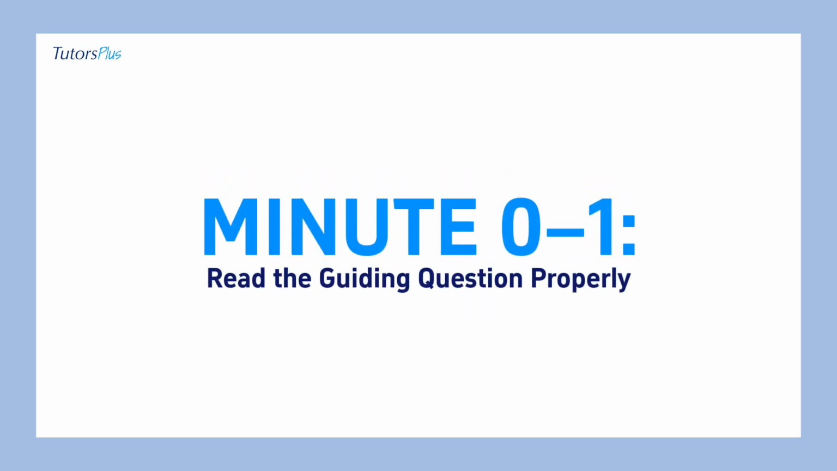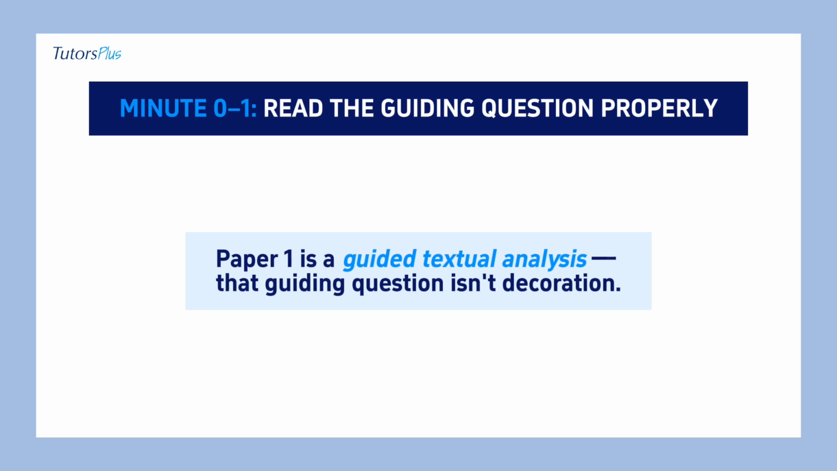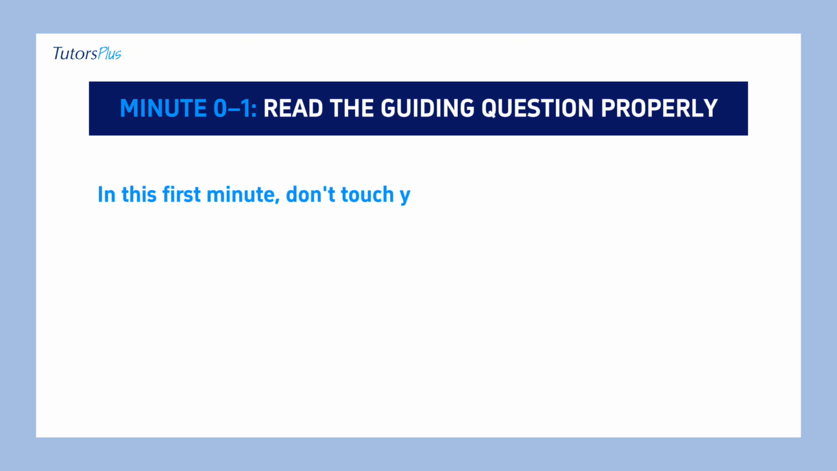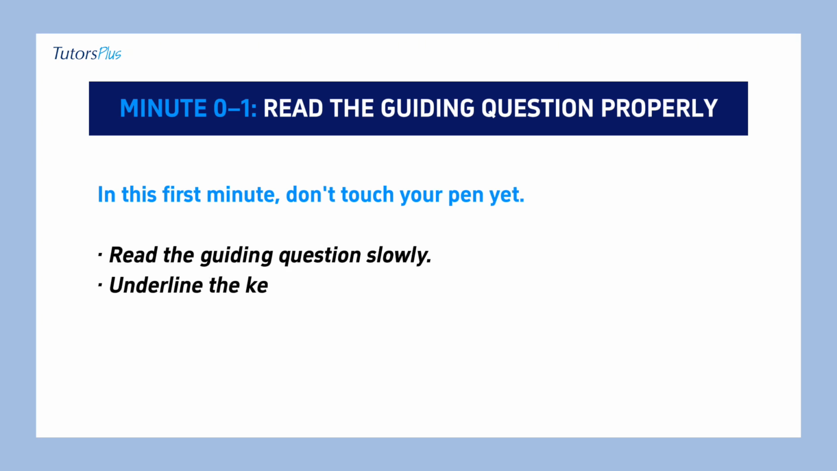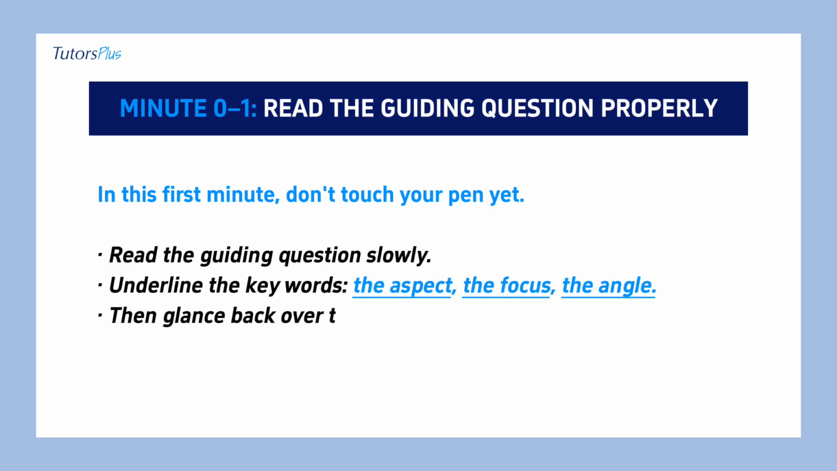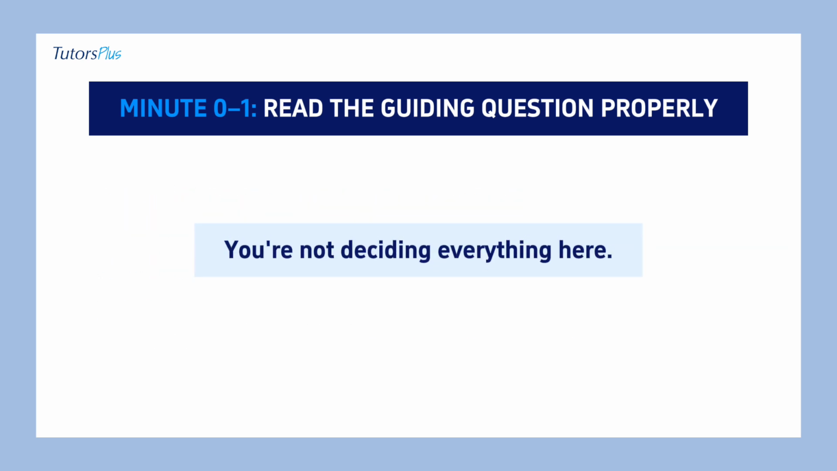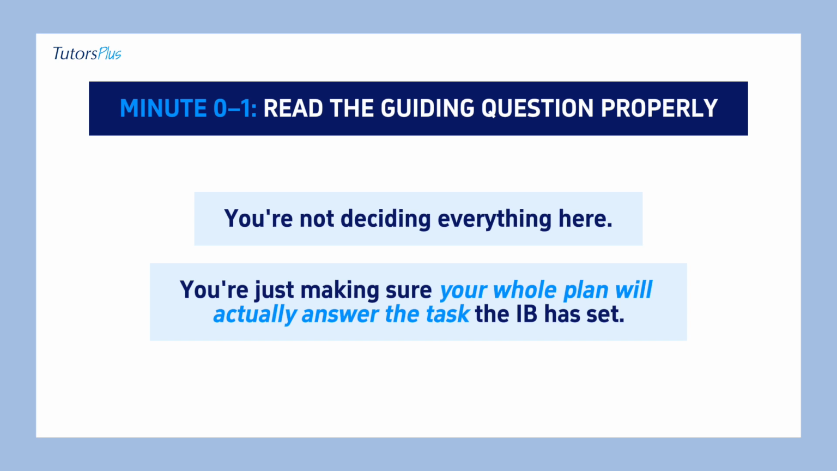And we're going to break your planning into small, manageable chunks. First of all, in our first minute, you're going to read the guiding question properly, as it's a guided textual analysis. That guiding question is not decorative. It points you towards a central technique or formal aspect of the text. In this first minute, don't touch your pen yet. Read the guiding question slowly. Underline the keywords, the aspect, the focus, the angle. Then glance back over the text with that lens in mind. And you're not deciding everything here. You're just making sure that your whole plan will actually answer the task that IB has set.